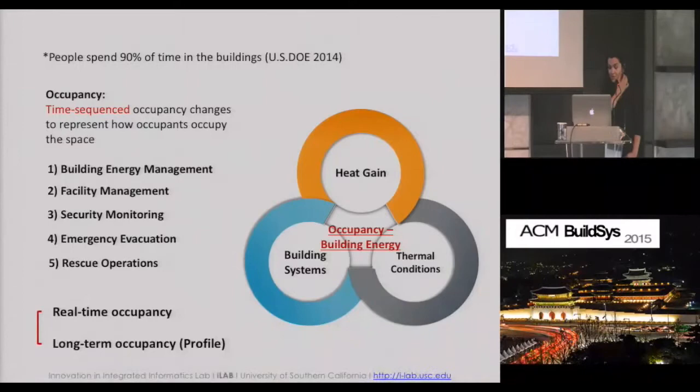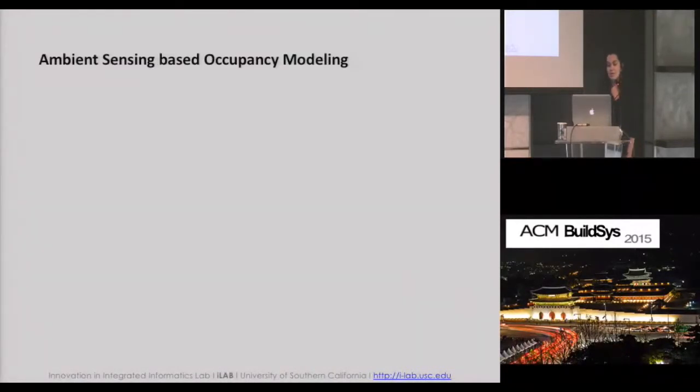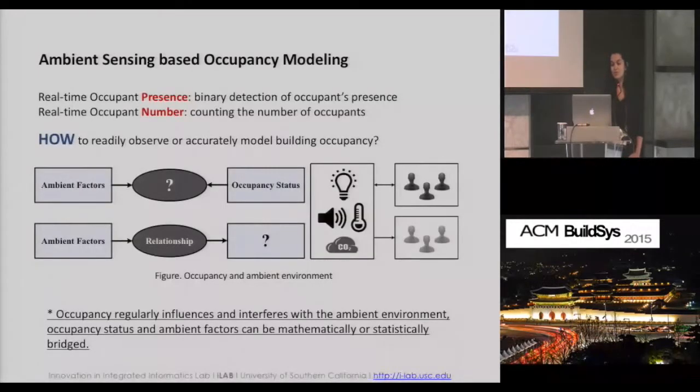In my lab, we look at occupancy in two ways: real-time occupancy and long-term occupancy. Real-time occupancy is the occupancy status at each time point. Long-term occupancy, we call it occupancy profiles, which are the probabilities for classes of occupancy as a function of time. In this presentation, I'm going to talk about ambient sensing-based occupancy modeling, and we use ambient sensors because they're frequently used in today's buildings. They're also non-intrusive in nature. They have wireless communication abilities, low power requirements, and you have flexibility in terms of choice.